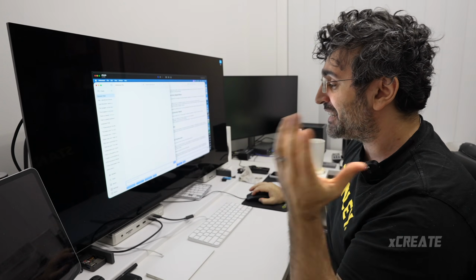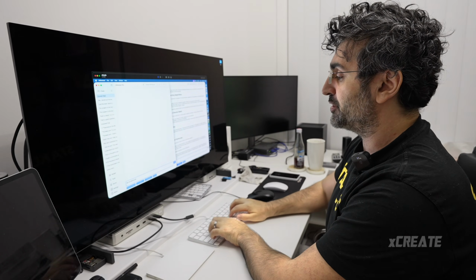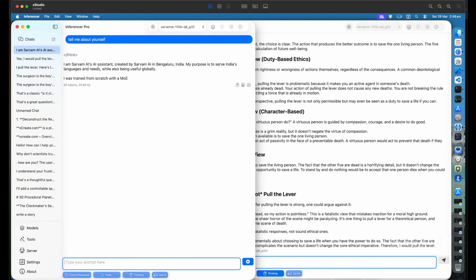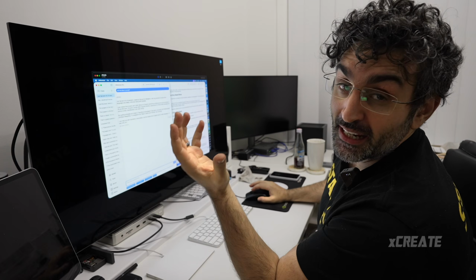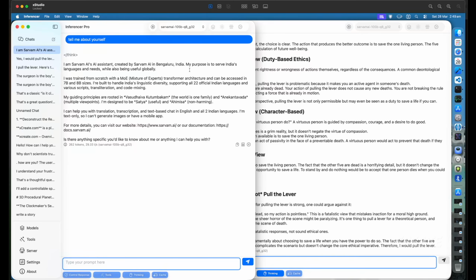What I want to know though is, can it tell me anything special about the region it's from? So tell me about yourself. I am Sarvam AI assistant from Bengaluru, India. So Bengaluru, if you don't know, is known as the Silicon Valley of India. But anyway, I was trained from scratch, MOE, transformer architecture, and accessed in 7B and 8B sizes.